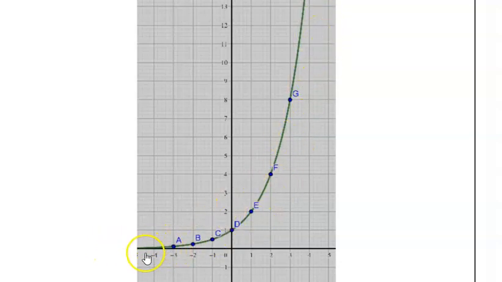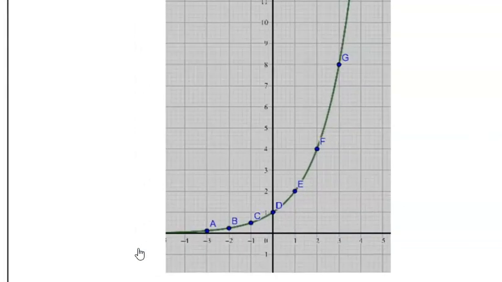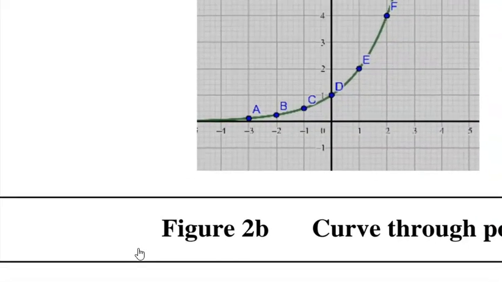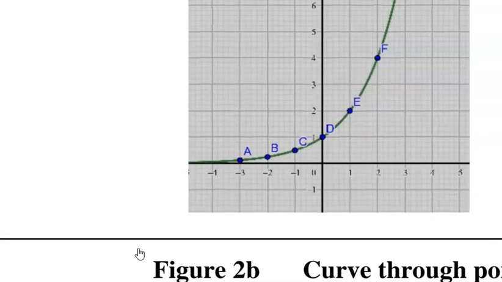If you look here to the left of A, it looks as if that green graph intercepts the x-axis, but that is not true. If you zoom in there, which is not possible on the screen, if you zoom in to the left, you will see that it will never touch the x-axis.